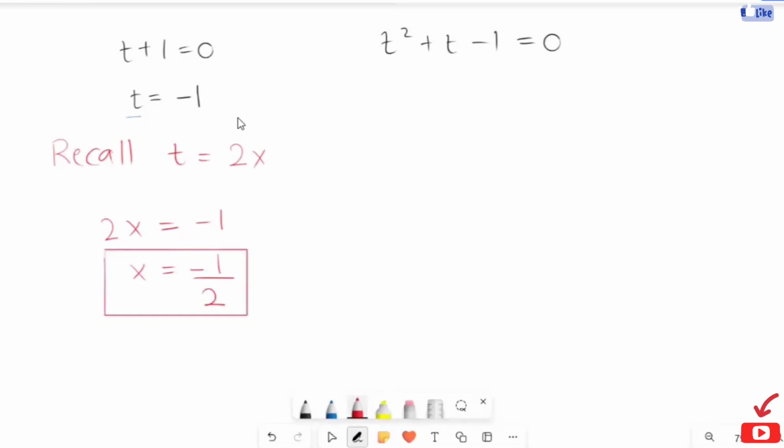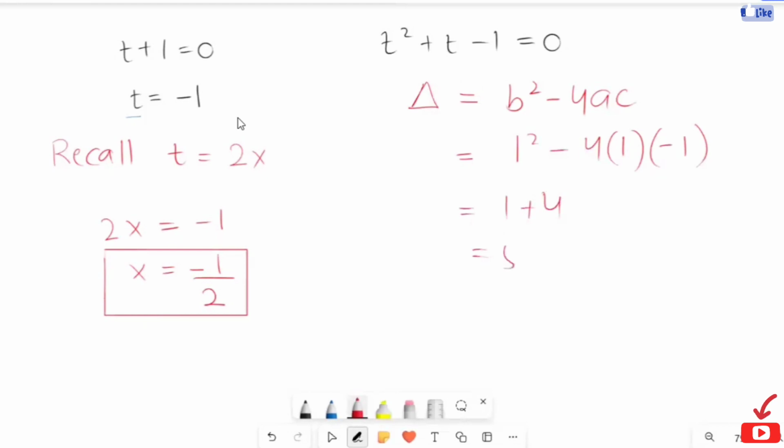Now I am going to solve case 2. Here we have the quadratic equation. So I am going to find out the discriminant first, to see how many roots we get from this quadratic equation. So the discriminant formula we have is b squared minus 4ac, which is 1 squared minus 4 times 1 times negative 1, that is 1 plus 4, which is equal to 5. So here the discriminant we found is greater than 0, so we get two roots for this second case.